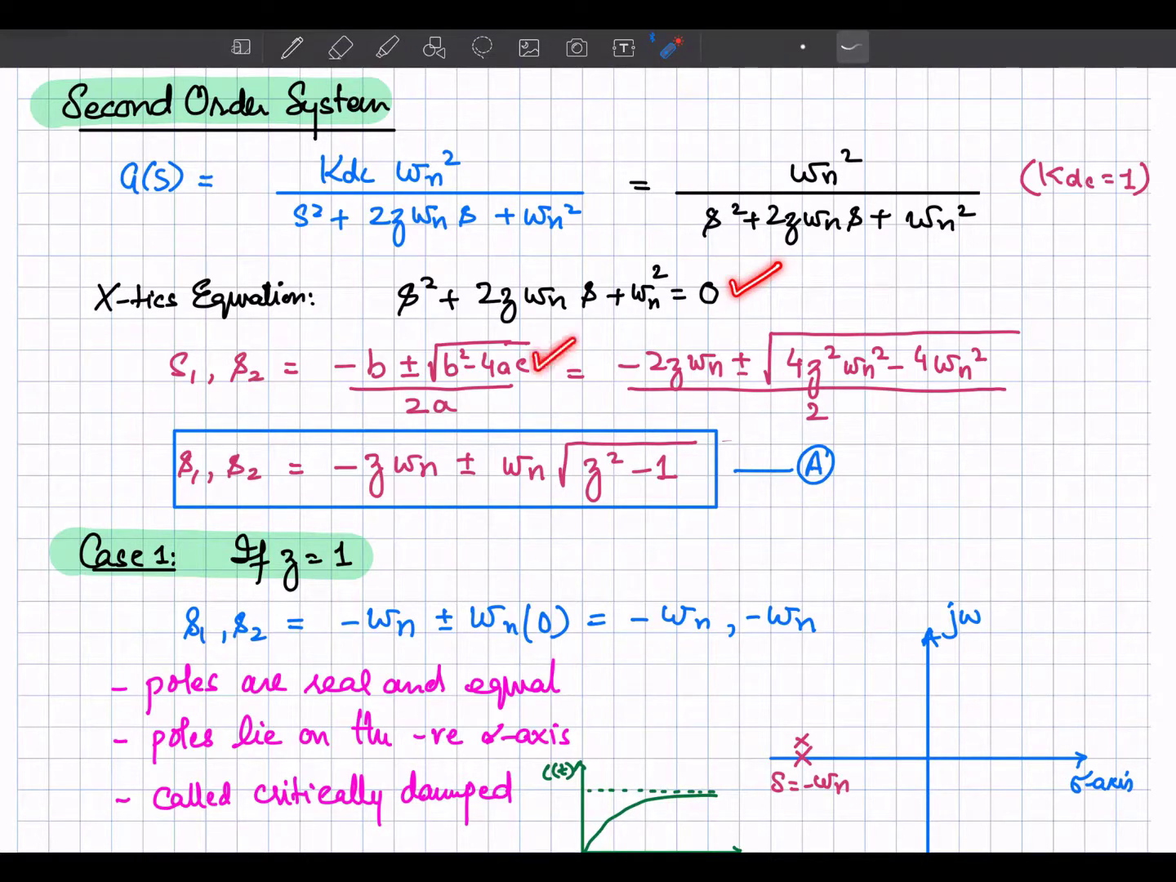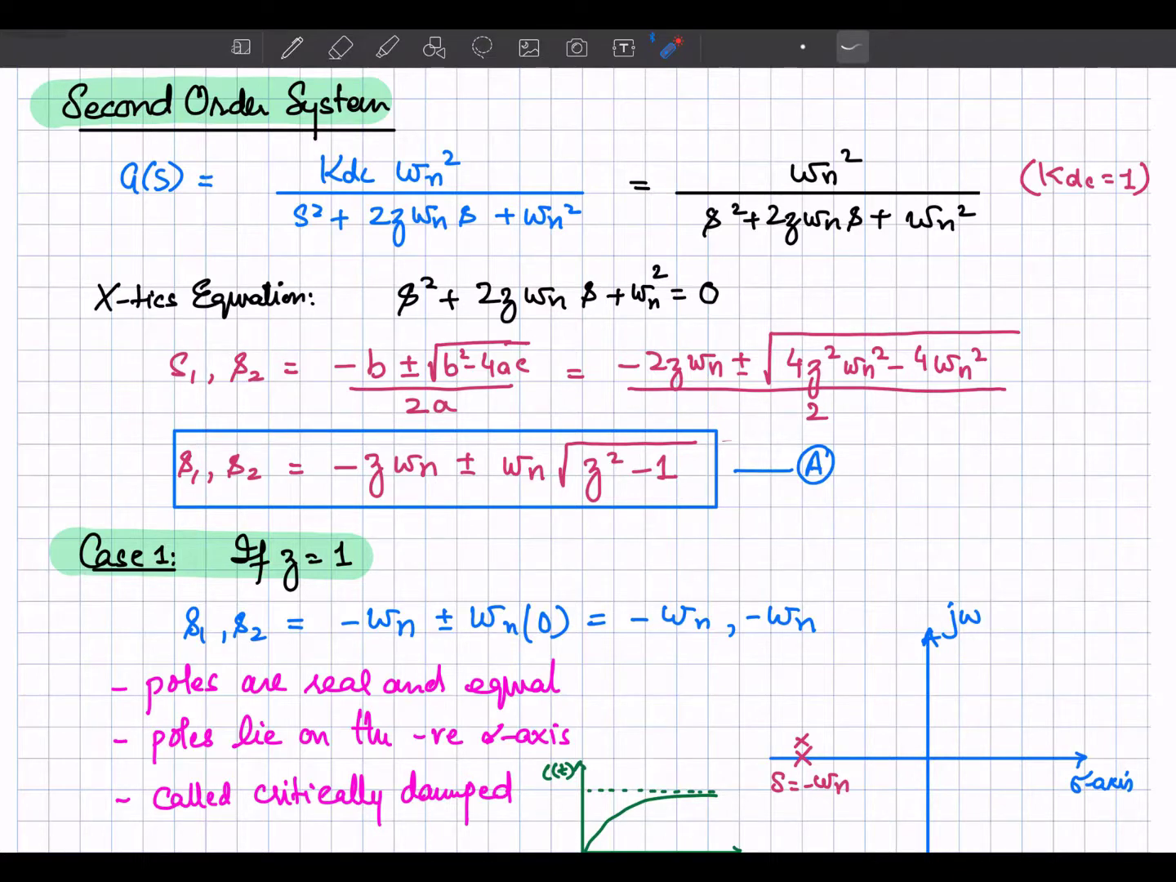So using the quadratic formula we can find out the poles of the second order system. The poles are given by this equation, that is minus zeta omega_n, plus or minus the square root term divided by 2. From here you can take out 4 as a common factor, divide by 2, and taking omega_n square as common, this becomes omega_n, and inside the square root we are left with zeta square minus 1. So this is the equation giving us the two poles S1 and S2 of the second order system.